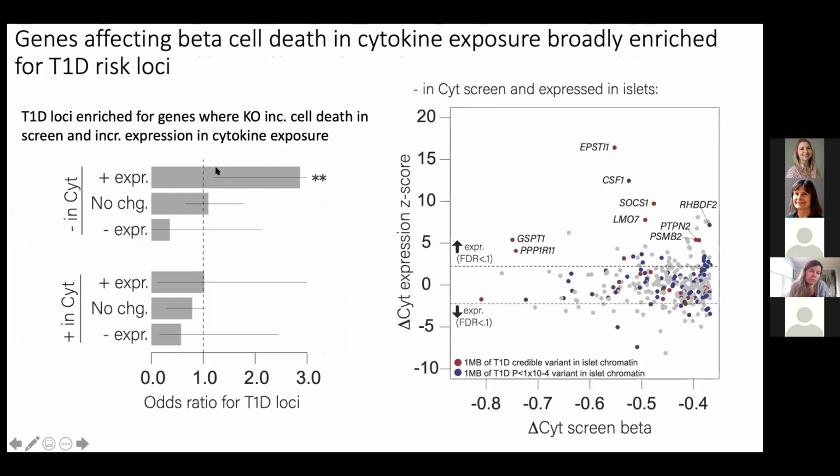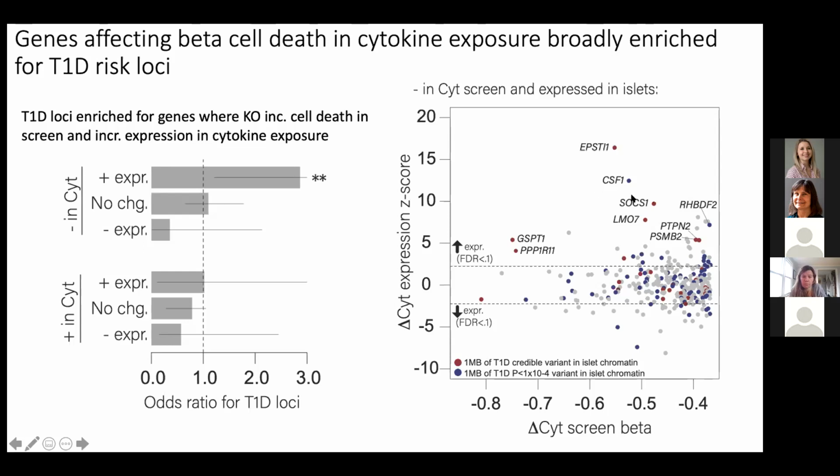If you take genes that come out of this CRISPR screen and segregate those that, when knocked out, either increase or decrease cell death in response to cytokines, and then further, which genes change in expression in response to cytokines, we can find a subset of genes that preferentially localizes to type 1 diabetes loci, those that when knocked out increase cell death, and also their expression is increased in cytokine exposure. So arguing that their function is generally protective against cell death in cytokine exposure.